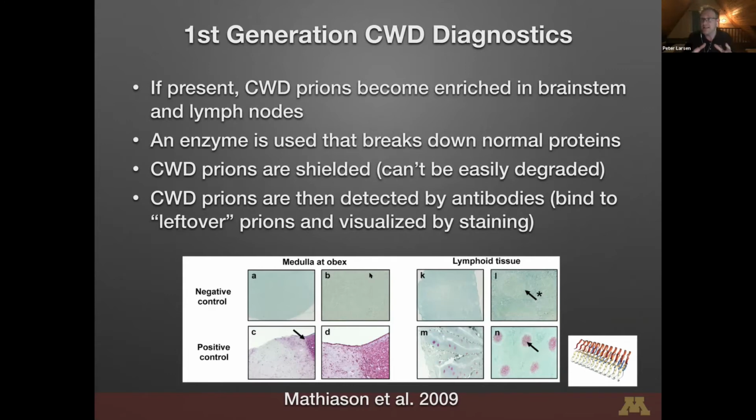Okay, so in ELISA, it'll change a certain color, and then in IHC, this is what I'm showing in the bottom panel there, they actually show up as pink dots. And this is how the current CWD tests are performed. They're using these antibodies and they're looking at color changes to determine whether or not those misfolded prions are present.